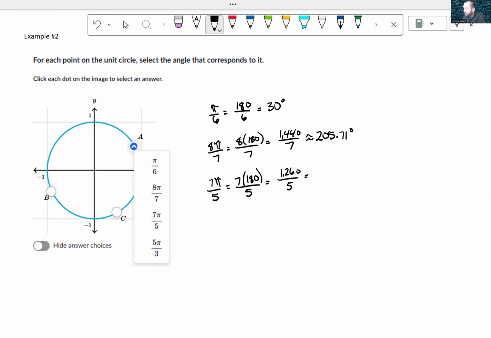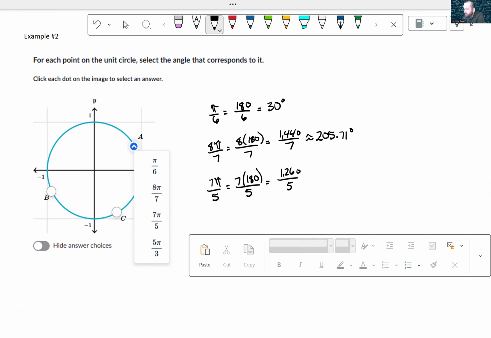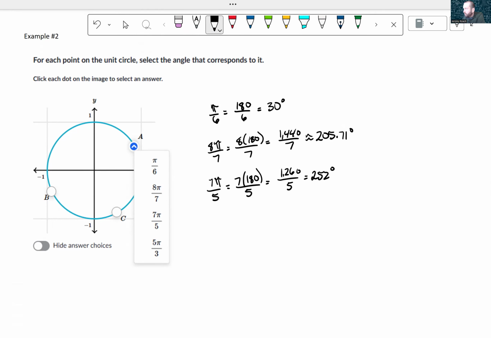1,260 over 5, which is 252 degrees. Get a whole number for that one. And then 5 pi over 3 is 5 times 180 over 3, or 900 over 3, which is 300 degrees. Okay, let's try to make some sense of what our answers are telling us. So for A, it's less than 90 degrees. Because 90 degrees is here, or pi over 2. So this one's gotta be A. Pi over 6 is A.